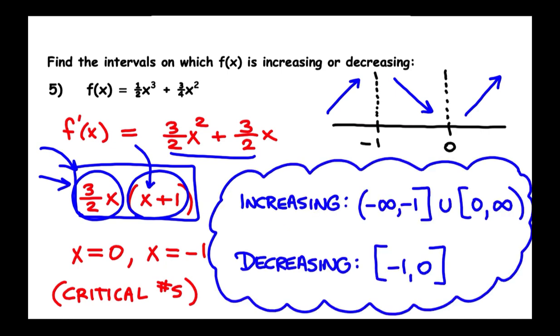And there it is. You can see that the intervals on which it's increasing are from negative infinity to -1, union with 0 to infinity, and in the middle it's decreasing from -1 to 0. I'll put that in red.